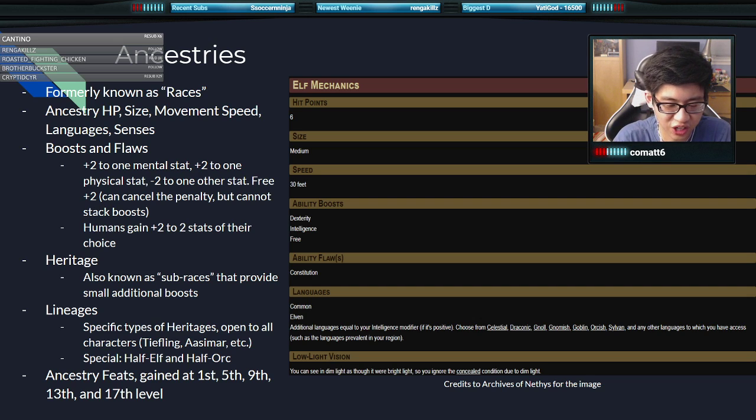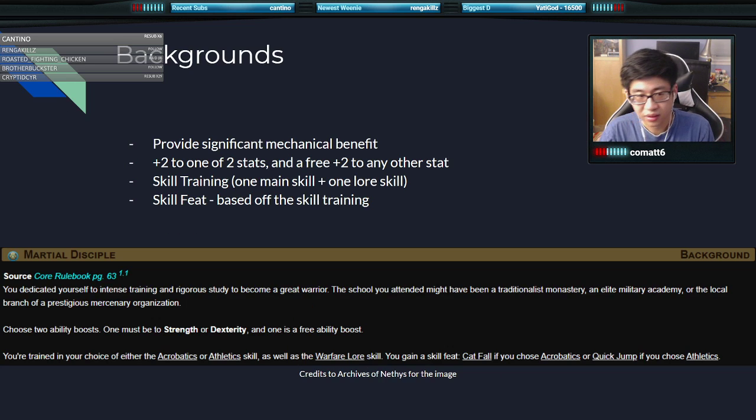So you gain 5 ancestry feats, and some ancestry feats are necessary. Basically there's like chain feats, so like elven weapon proficiency goes into elven weapon elegance and expertise, so you get additional bonuses if you had the chain.